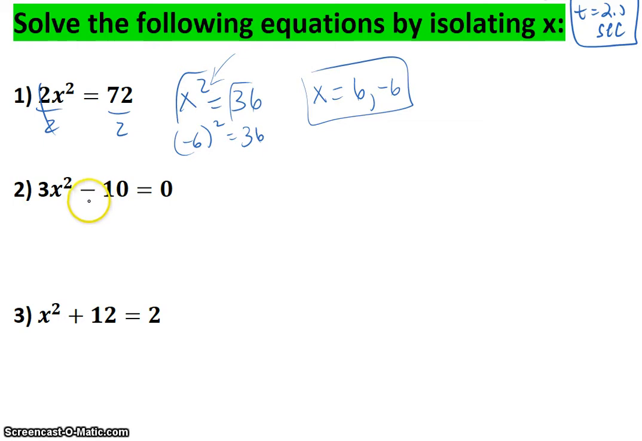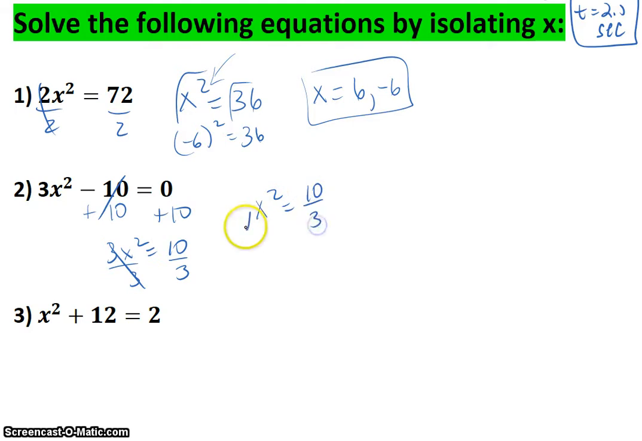If you look at number 2, I see there's a -10. We always get rid of our plus and minuses first. So then it says 3x squared equals 10, and we'll divide it by 3. So x squared equals 10 over 3, and I'll do the square root.